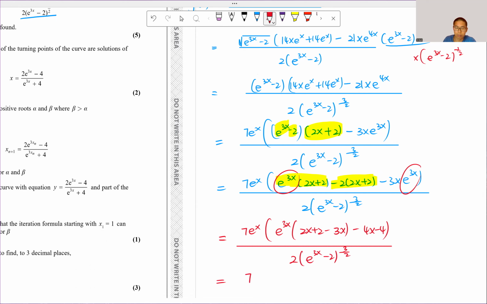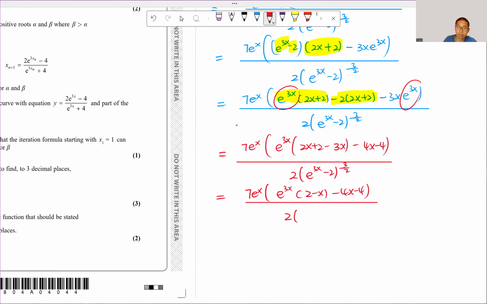So then we have 7e^x, and then e^(3x) times (2 minus x) minus 4x minus 4, over 2 times (e^(3x) minus 2) to the power 3/2. And that will give us the final expression. So A should be -4, and then B is also -4.